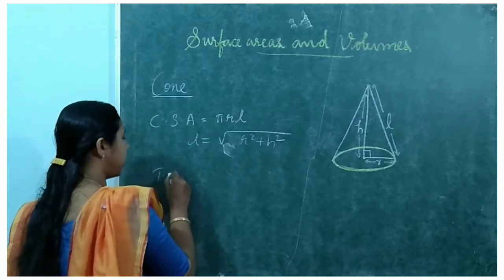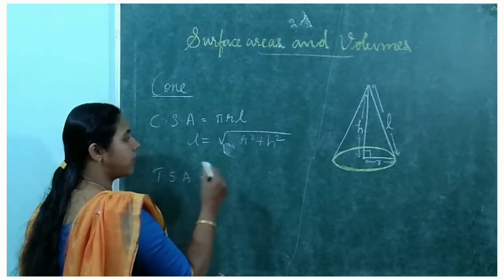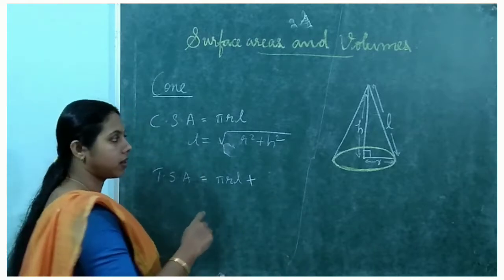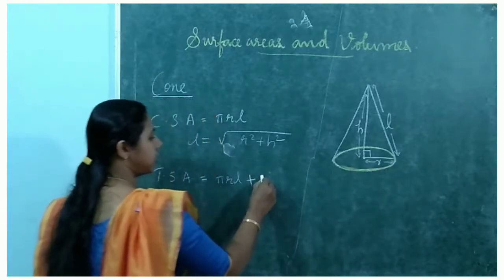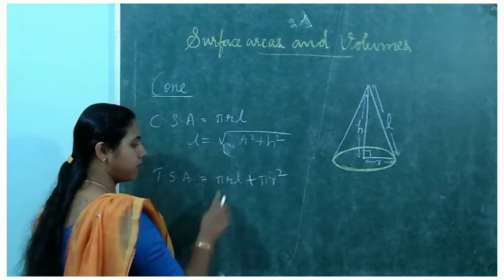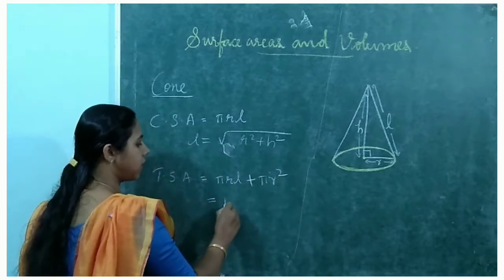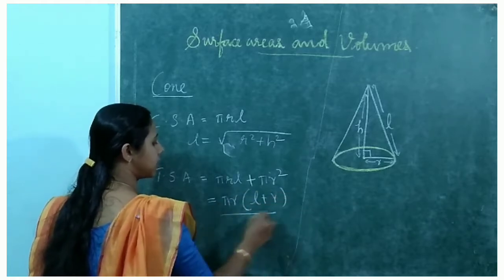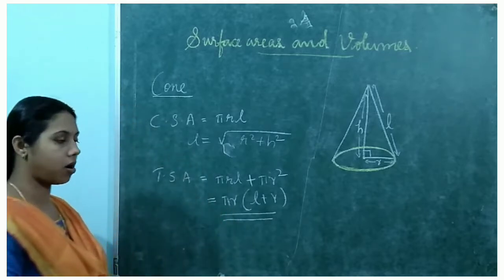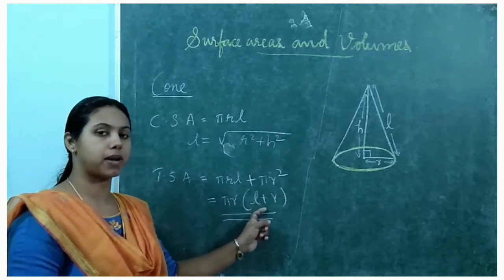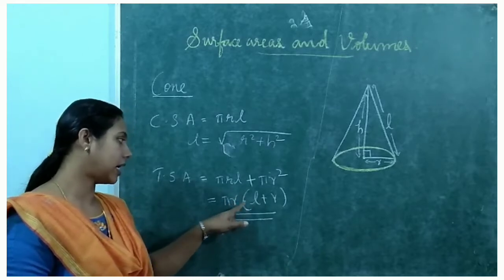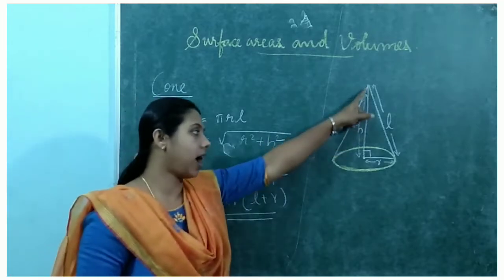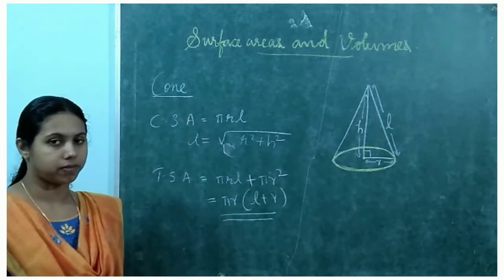And total surface area of a cone is equal to curved surface area, that is pi r l, plus base area or the circular area, that is equal to pi r square. In both the terms pi r is common, you can take it out. Then pi r into l plus r, that is the total surface area of a cone. Pi r into l plus r, where r is the radius and l is the slant height, and h is the height of the cone.